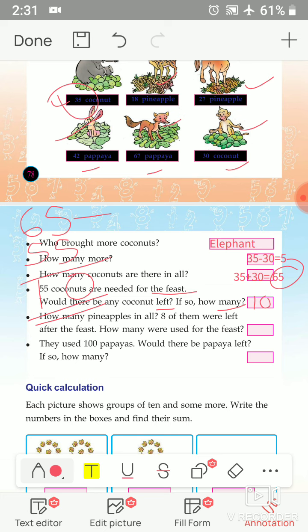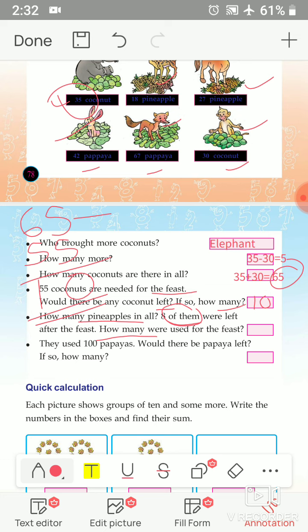Okay. The next question. How many pineapples in all? That is the first question. And the second question: 8 of them were left after that feast. After that feast, how many pineapples are left? 8 pineapples are remaining. Then our question is, how many were used for the feast? Then we have to find how many pineapples were used in that feast.